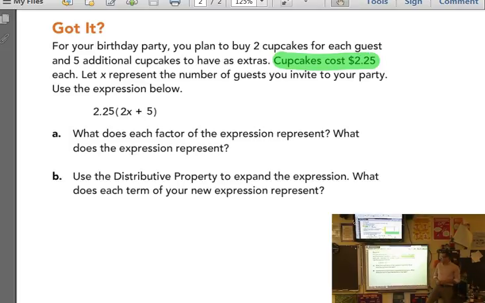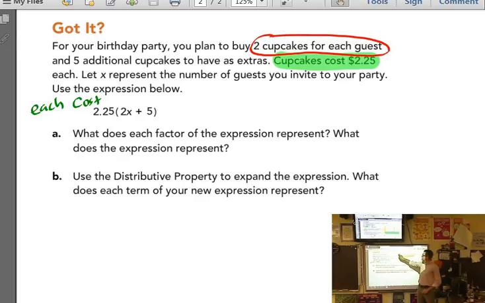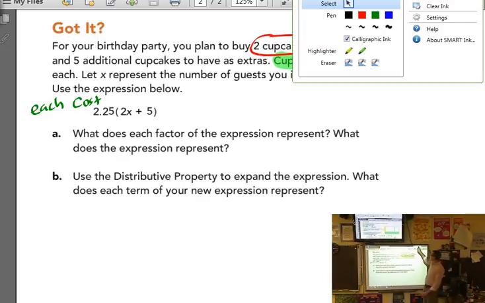So 2.25 is your cost. So we could label right here, this is the cost of each. So I would put each cost or something like that. The 2x, Kylie, what's that represent? Yeah, your 2 cupcakes for each guest. So then your 5, Atticus. What's the 5? Yeah, the extra that we ordered.